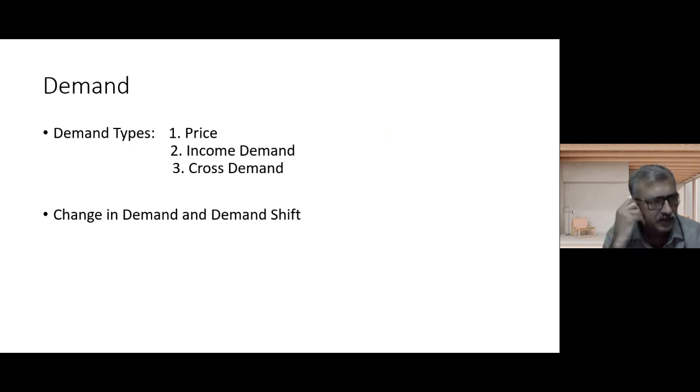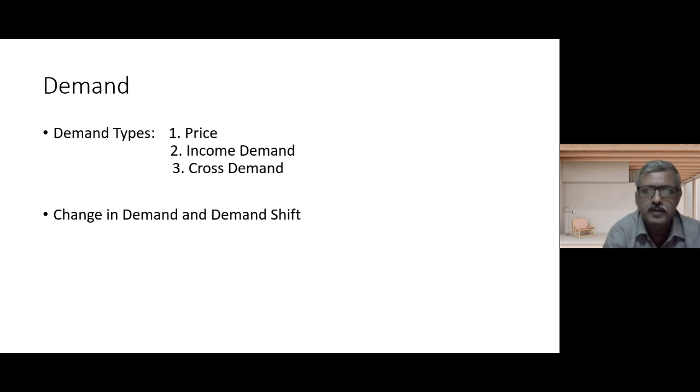Then if the income of the consumer increases or decreases, there will be an impact on demand. So the relationship between the consumer's income and the quantity demanded in the market is what we study under income demand. And cross demand means there is some change happening in the related goods. Suppose the price of a complementary good has declined, then all of a sudden, in spite of not reducing the price of the original good, the demand for the original good may increase.